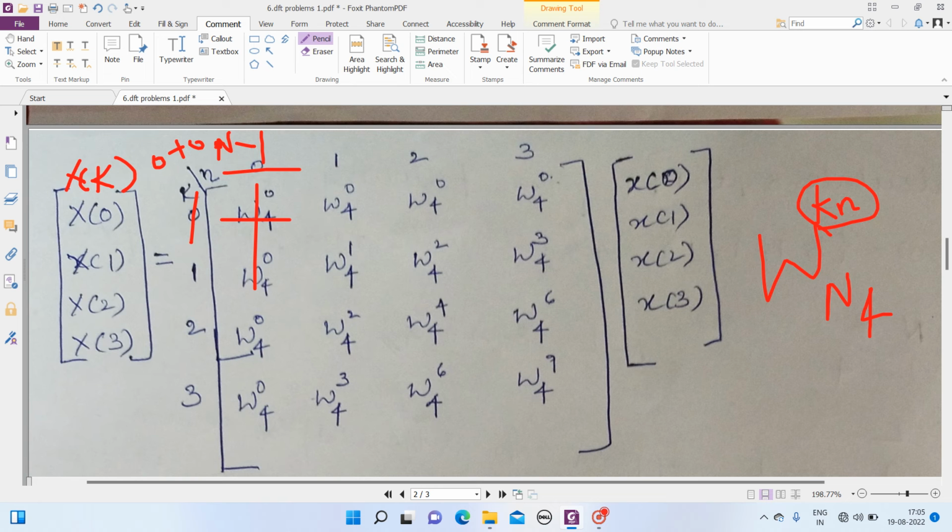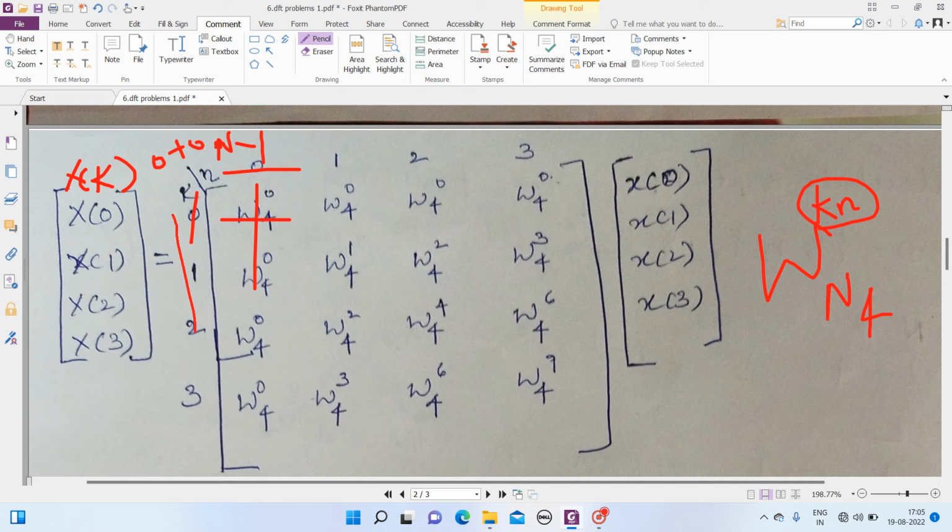So in the superscript kn, for 0 and 0, we have to multiply these two numbers. 0 multiplied with 0 means 0. If we multiply 0 with any number, it is 0 only. This first one is very easy. Second row: 1 into 0 is 0, 1 into 1 is 1, 2 ones are 2, 3 ones are 3. Similarly, 2 into 0 is 0, 2 ones are 2, 2 twos are 4, 2 threes are 6. Similarly, you have to frame this twiddle factor matrix.